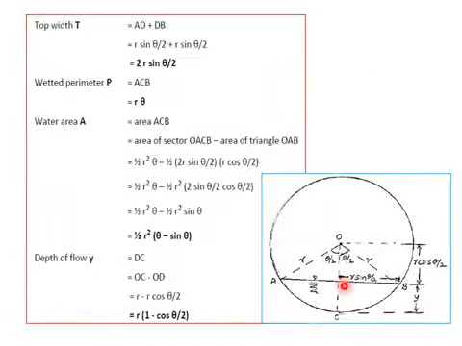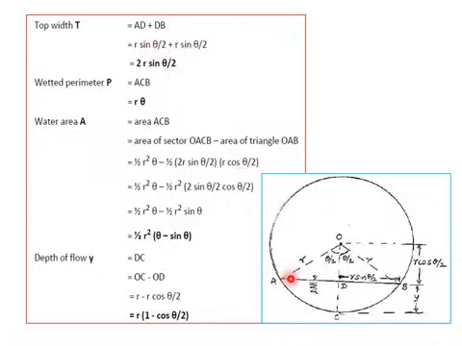Now coming to top width. Top width is the width of the channel section at the free surface. That becomes AB, which is nothing but AD plus DB. What is AD? Taking sine theta by 2, sine theta by 2 is AD by R. Therefore AD becomes R sine theta by 2. So it is R sine theta by 2 plus R sine theta by 2, which gives 2R sine theta by 2 as the top width.